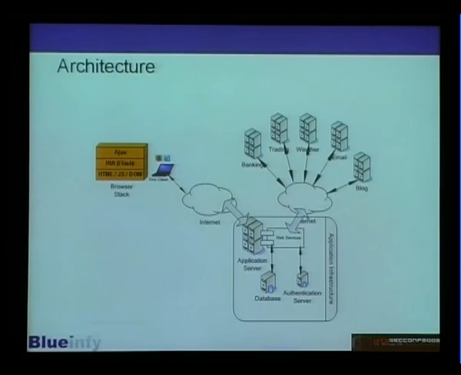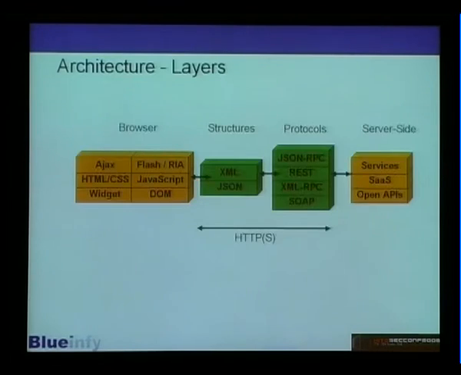So what we are looking at is a great rise of mashup applications, where one application uses more than 5 or 6 applications at the same time. So you have a mashup from eBay and a mashup from Google Maps and such. If you look at the layers of these Web 2.0 applications, what you have is a browser where Ajax, Flash, RIA, HTML, CSS, JavaScript, widgets and DOM, all these client layer components get utilized.